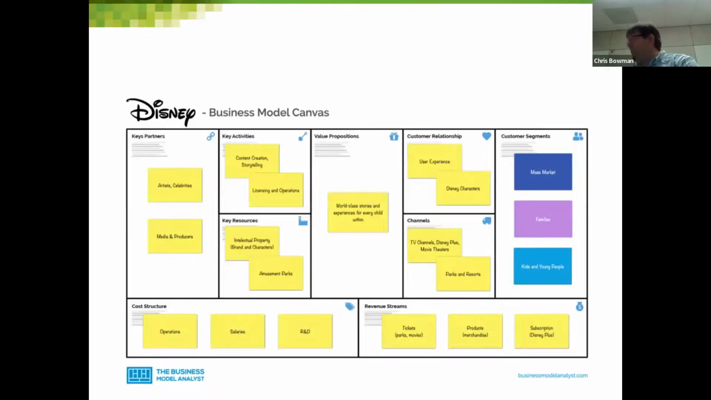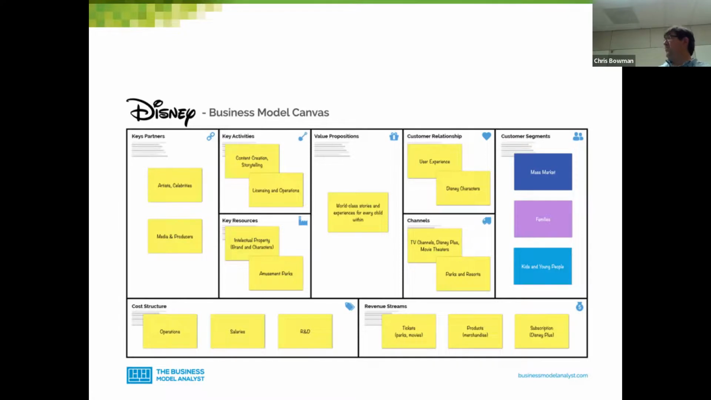So as one other example, I've said this business model canvas thing is very, very well known and very, very well studied, and there's lots and lots of examples online. So I pulled from the Business Model Analyst Company a sketch of what they think the BMC for somebody like Disney would look like. It's very small print. You can't really read it. If you're interested, you can find it online. But their value proposition is telling world-class stories and experiences for every child, is what they have listed down here. So that's how they interpret Disney's core value proposition.